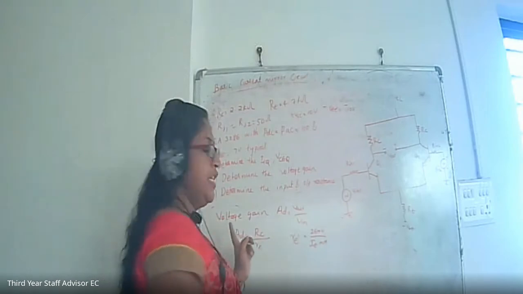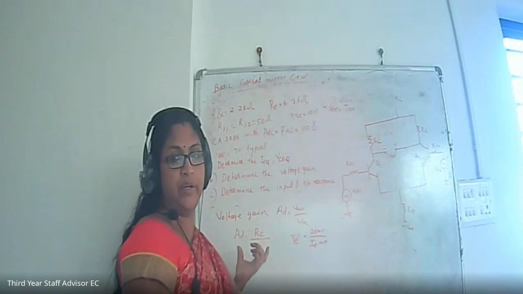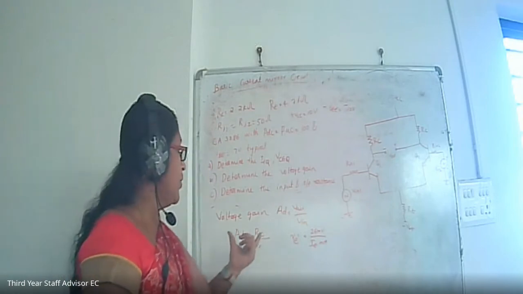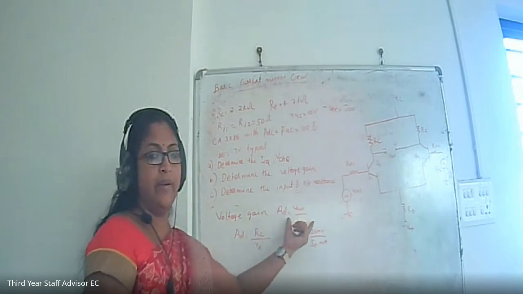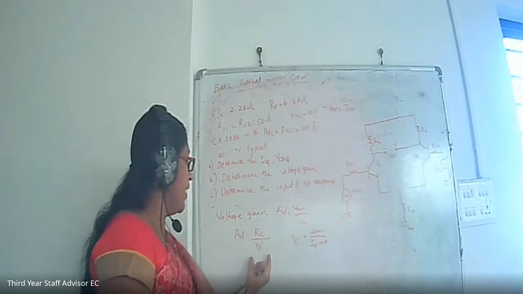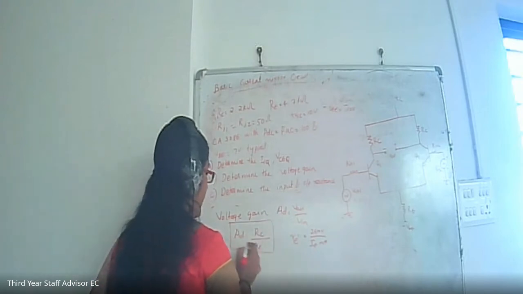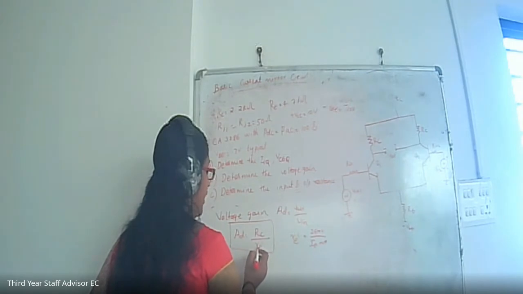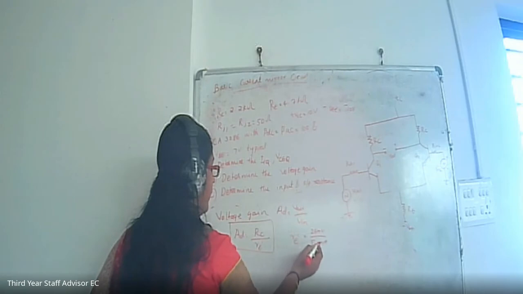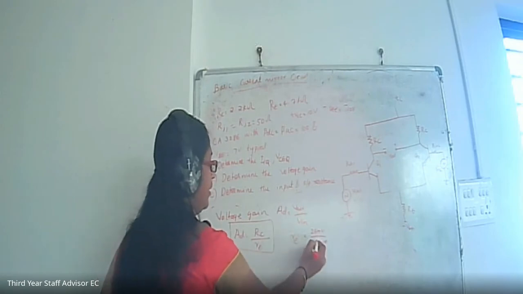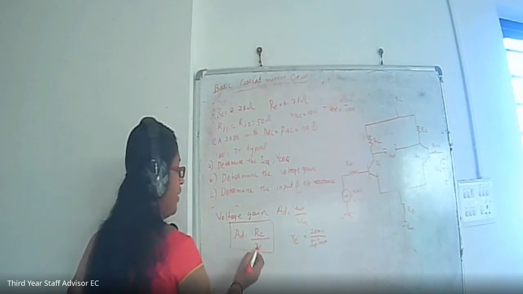See, differential voltage gain has different equations. It is very difficult to use that equation in solving this problem. So you can simply use this equation, that is voltage gain AD equal to V out by V in, or AD equal to RC by RE dash. Okay, this is an important equation. AD equal to RC by RE dash. So what is the value of RE dash? RE dash is equal to 26 millivolt divided by IE in milliampere. So for finding AD, you first have to find the value of RE dash.